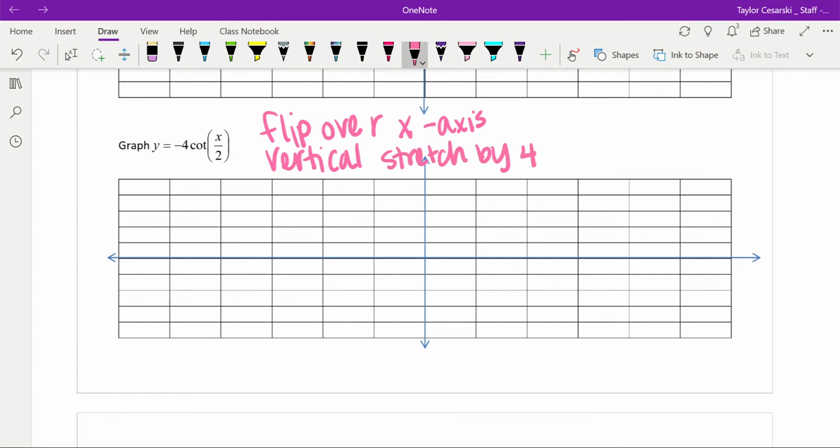And then again, my period is still pi, okay? And so then I'm going to take pi and divide it by 1/2, and that gives me 2 pi. Okay, so 2 pi is going to go right here, so I have pi, 2 pi, 3 pi, and 4 pi. Negative pi, negative 2 pi, negative 3 pi, and negative 4 pi.